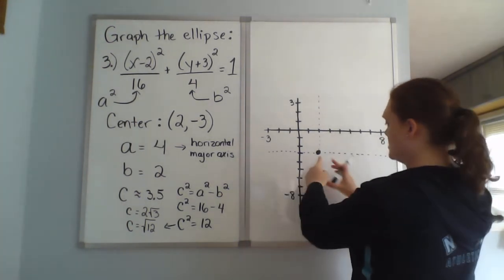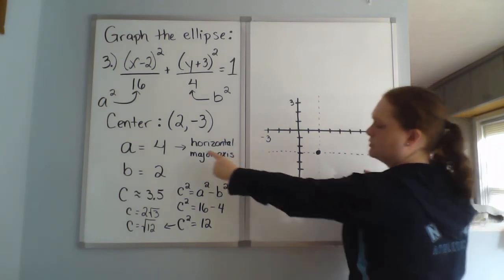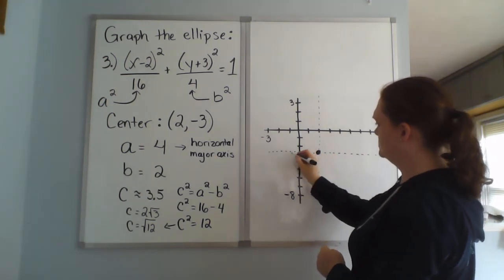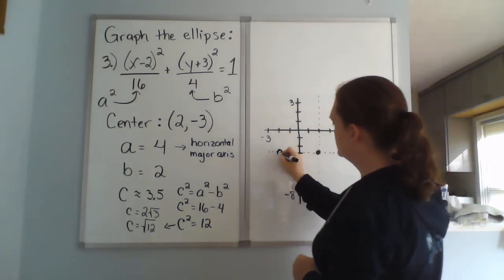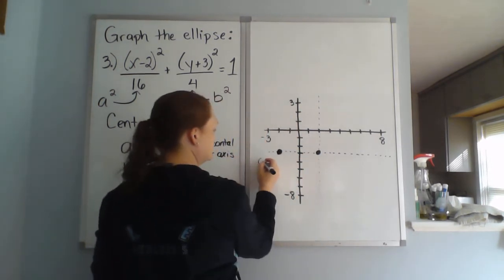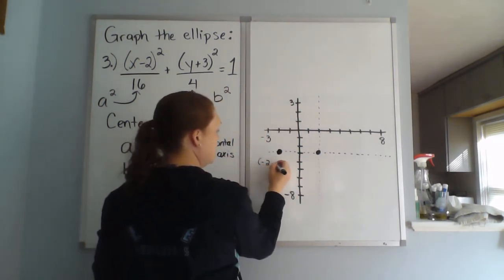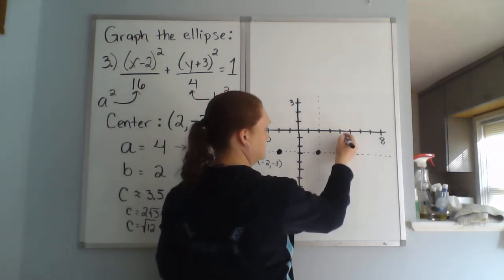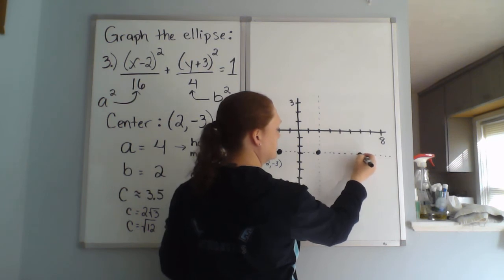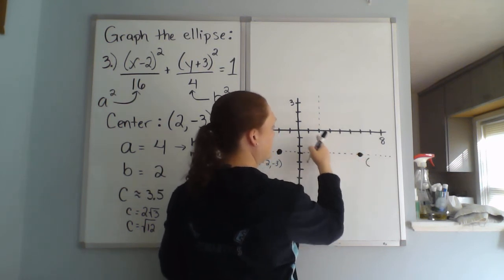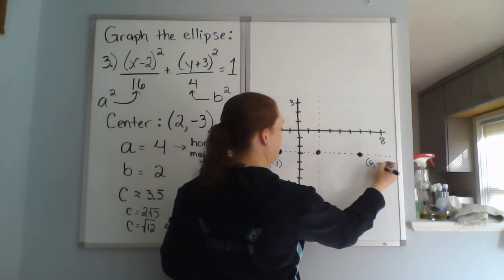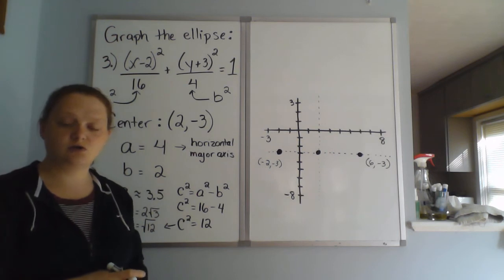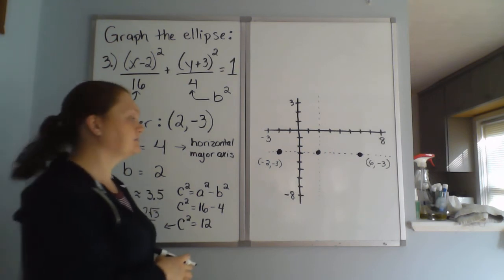So we have a horizontal major axis, so from here we need to go side to side, a total of 4 units to get to our vertices. So I need to go from here over 1, 2, 3, 4, okay? So that coordinate point is negative 2, negative 3. And then this one I need to go right 4, so 1, 2, 3, 4. And that coordinate point, let's see, 4 over from 2 is 6, comma, negative 3. So there are the 2 vertices, and in any graph that you draw, you should be able to identify the coordinate points for your vertices, okay?